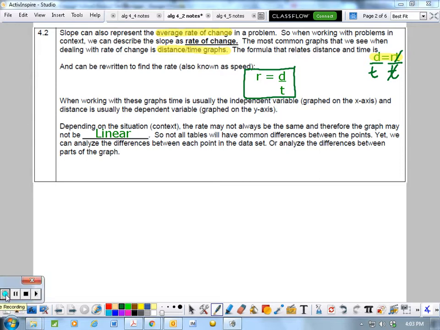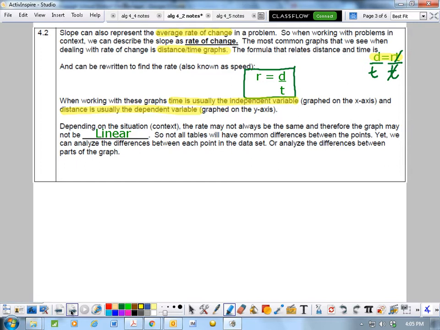So again, when we're working with these types of graphs, time is usually our independent variable, so it's on our x-axis. And distance is usually our dependent variable because our distance depends on how long we've been traveling, and that's graphed on the y-axis. Depending on the situation, the rate may not always be the same, and therefore our graph may not be linear or look like a straight line. So not all tables will have common differences between the points, yet we can analyze the differences between each point in the data set, or analyze the differences between parts of the graph.